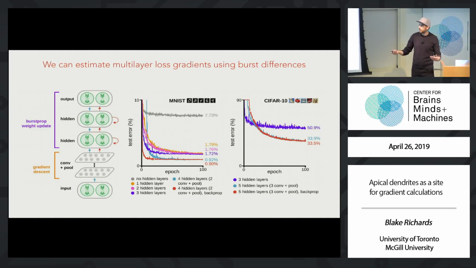And in fact, we find that they do seem to be, because learning works well. So let's maybe just jump to the larger networks. With 4 hidden layers, we can crush MNIST down to around 0.9% on the test set. With 5 hidden layers, we can get down to around 33, 34% with CIFAR 10. And that's about what you get with backpropagation with a similar network architecture as well.